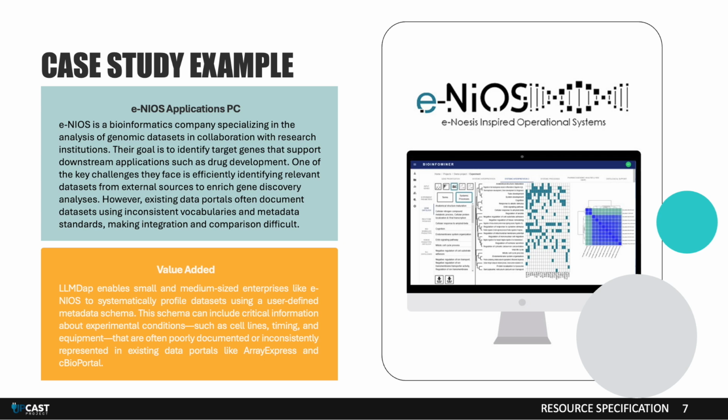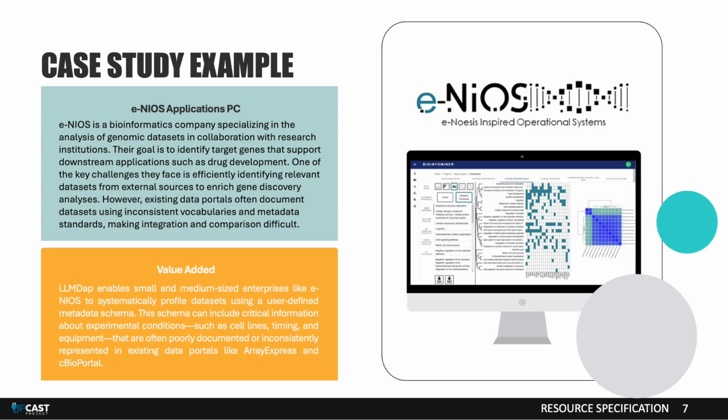LLM-DAP is a lightweight, open-source tool designed to help small and medium-sized enterprises like eNeos systematically profile datasets using a user-defined metadata schema. This schema can be tailored to include the specific information that matters most to their research, such as experimental conditions, cell lines used, timing of sample collection, and equipment specifications. These details are often poorly documented or missing entirely in existing data portals.